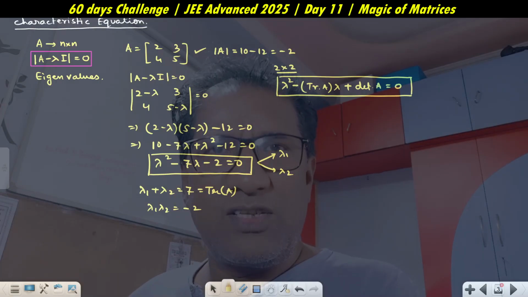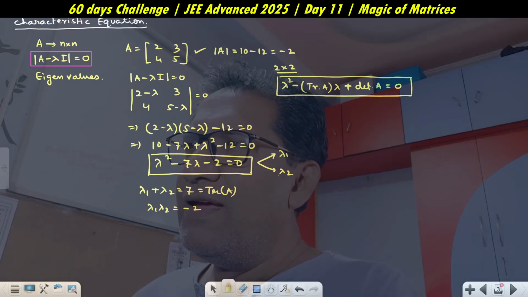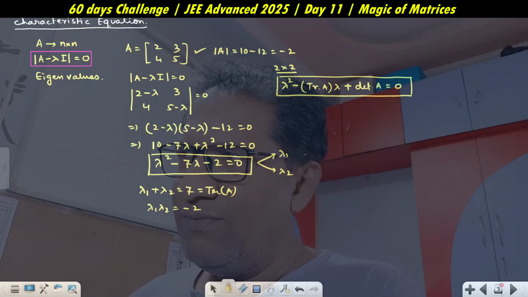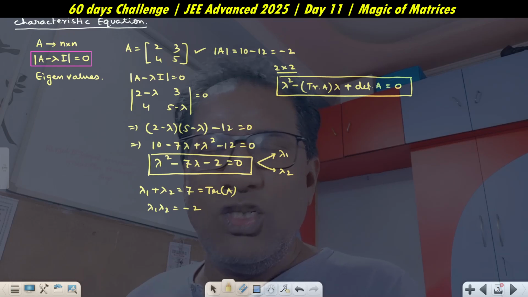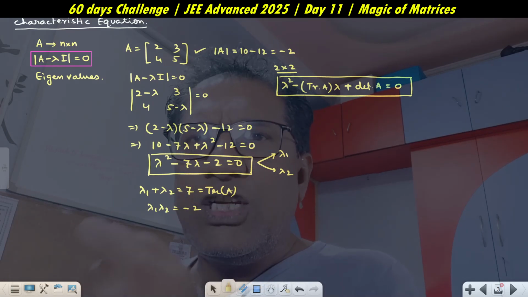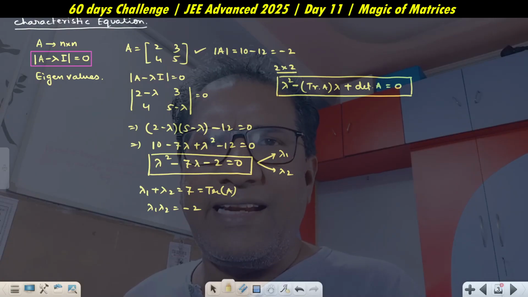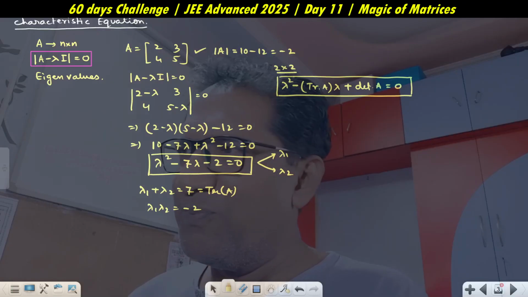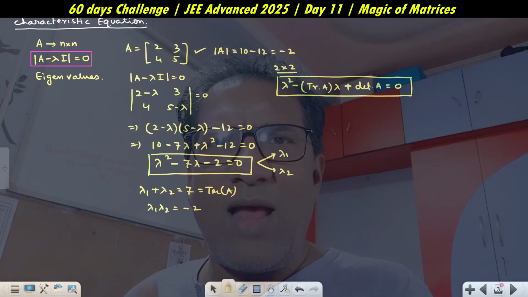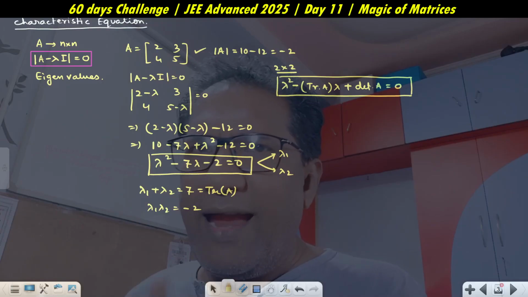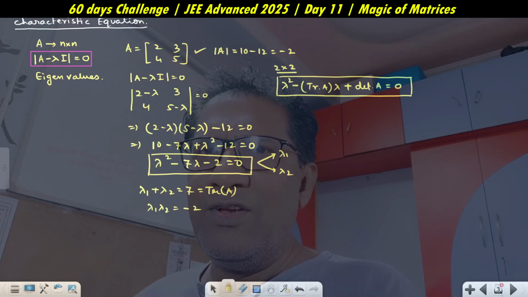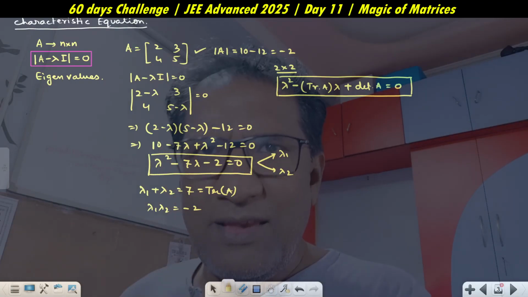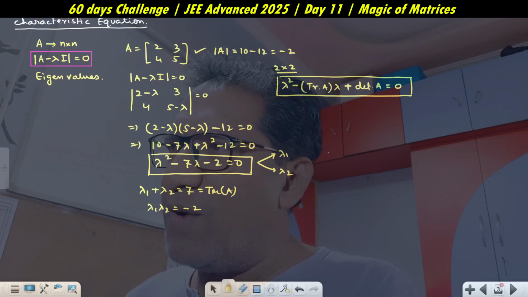Now the question comes, sir, let us say that A is a 3 into 3 matrix. So in that case, do we have any shortcut trick to find out the characteristic equation directly? My answer is yes, we have. We know that when it is a square matrix of order 3, you will get the characteristic equation of degree 3. So it will be a cubic equation.